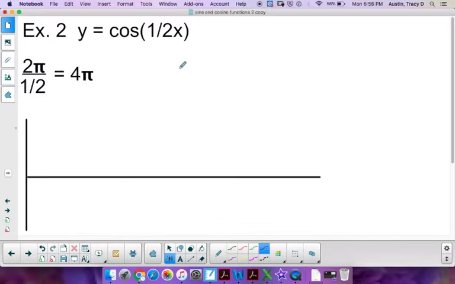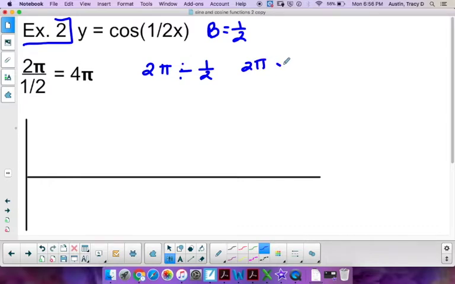All right, so this one is example 2, y equals cosine of 1/2 x. Okay, so in this case, b is equal to a half, right? So if I do 2 pi divided by a half, well, we don't technically divide by fractions. If you want to think about it in terms of doing this by hand, instead, we multiply by the reciprocal. Well, the reciprocal of 1/2 is 2 over 1. So that's 4 pi. If I divide 2 whole pizzas into halves, I've got 4 halves. So that's why it gets bigger.